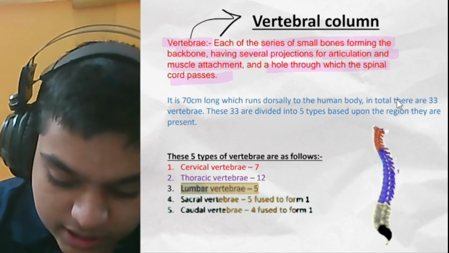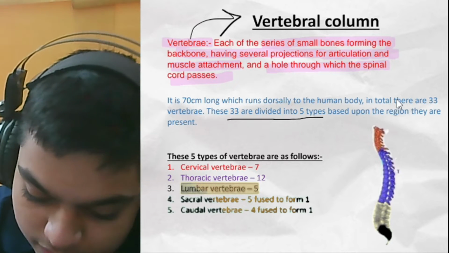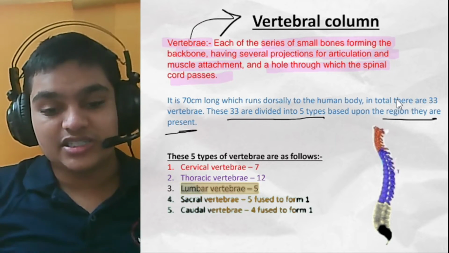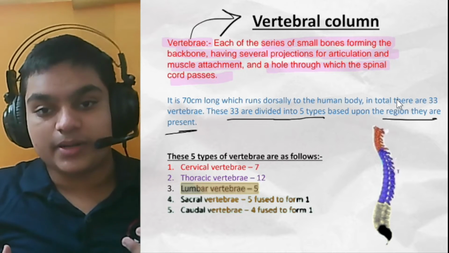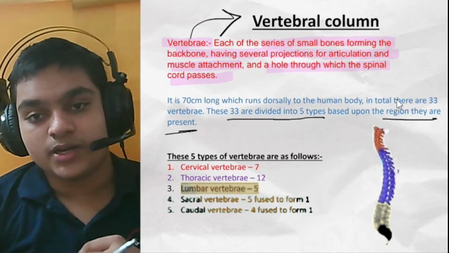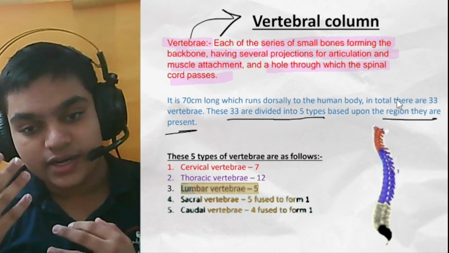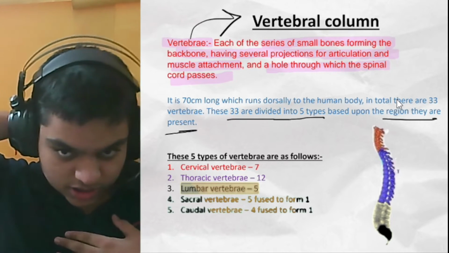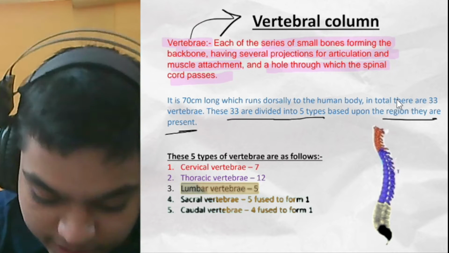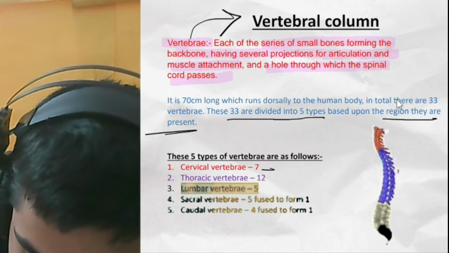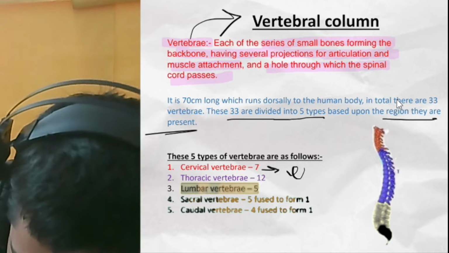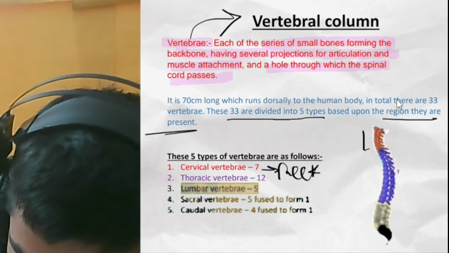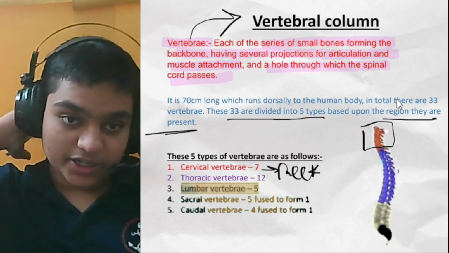These 33 vertebrae are divided into 5 types based upon the region they are present in. If they are present in the neck region, they are called cervical vertebrae. Let's see these 5 types. The cervical vertebrae are present in the neck region. This red colored one is the cervical vertebrae. They are present at your neck region.